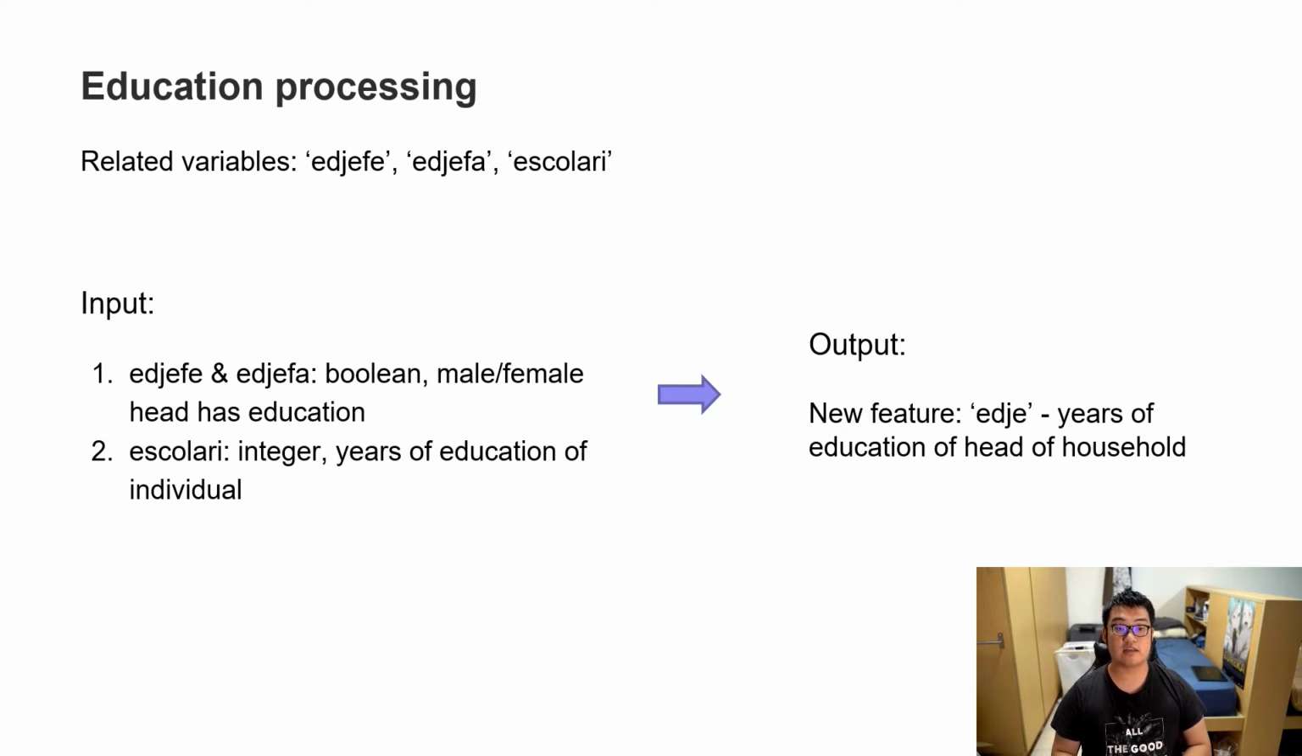First, education processing. We have 3 input variables, 2 of which are Boolean, which means whether or not the male or female head has received education, and 1 integer, which means the years of education received by each individual. Our output is the years of education received by the head of household.